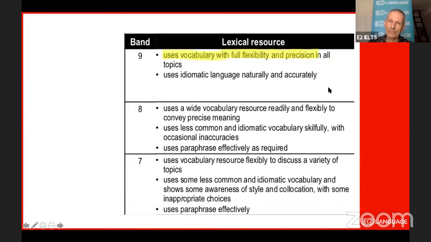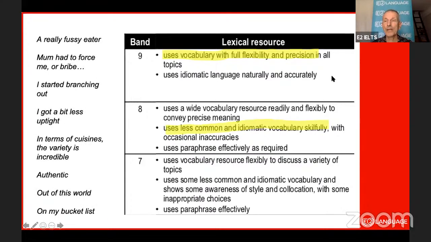Does he use vocabulary with full flexibility and precision? Precision means we know exactly what he means. We don't have to work at understanding what he's talking about. All right. Or at an 8. 8's very good as well. Less common idiomatic vocabulary skillfully. Well, there's some of the vocabulary that he uses, and we'll look at some more. So you can see he does pretty well.